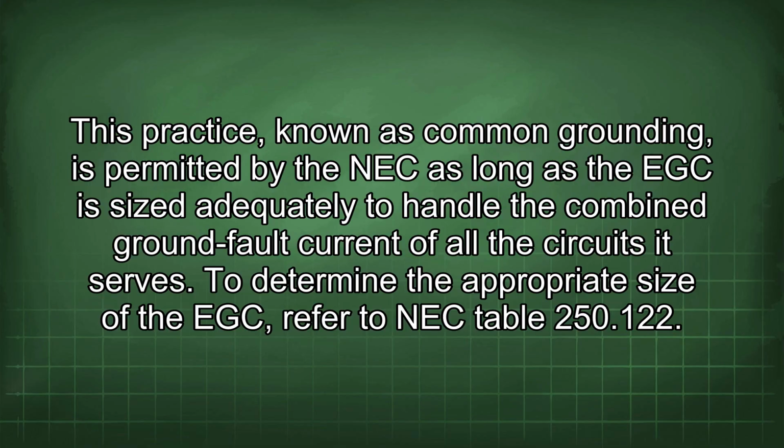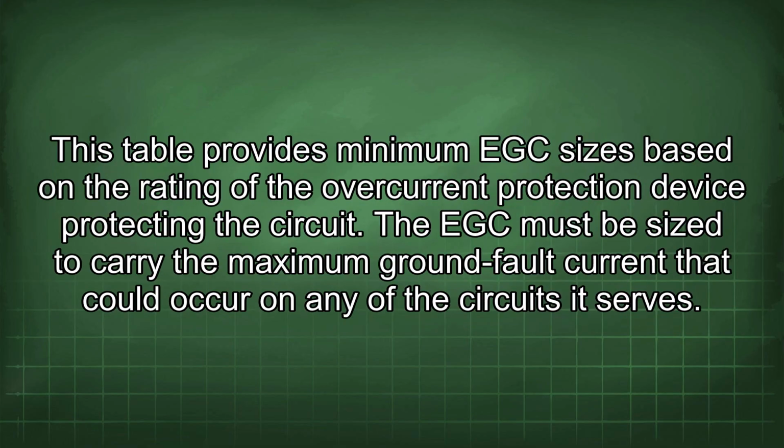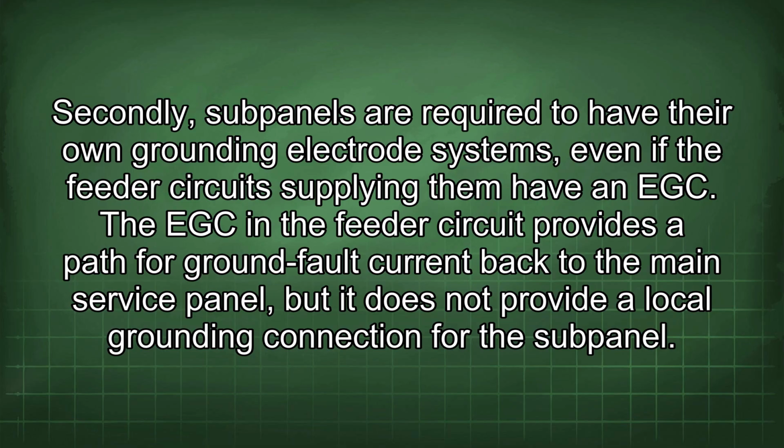To determine the appropriate size of the EGC, refer to NEC Table 250.122. This table provides minimum EGC sizes based on the rating of the overcurrent protection device protecting the circuit. The EGC must be sized to carry the maximum ground fault current that could occur on any of the circuits it serves.